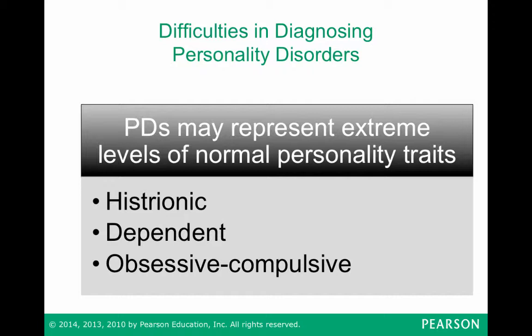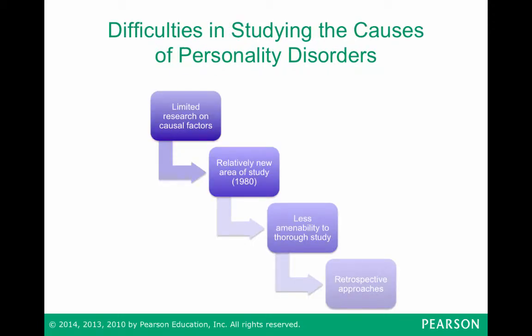Personality disorders may represent extreme levels of normal personality traits. For example, the histrionic personality is just like an outgoing, extrovert, dramatic person on steroids, or the dependent personality is a very agreeable person. The obsessive-compulsive person may be considered a very conscientious person. So some of the personality traits are positive, but when there's extremes, then it moves into being a personality disorder.